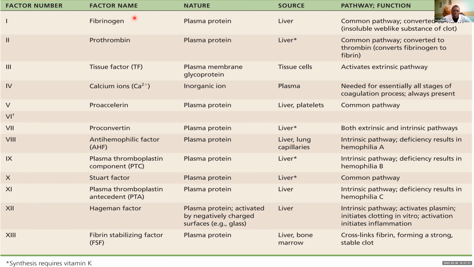Importantly, you notice that fibrinogen is factor 1, and it comes from the liver. There are others which are not necessarily coming from the liver, like factor 4, which is calcium ions. So there are many factors, from factor 1 to factor 13.